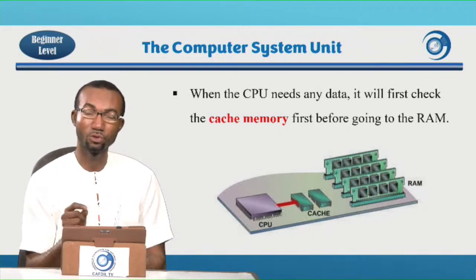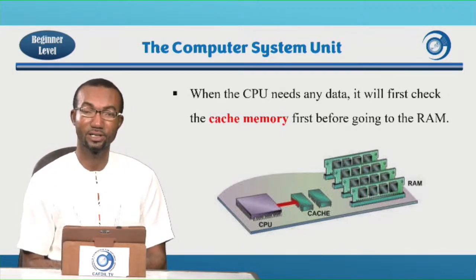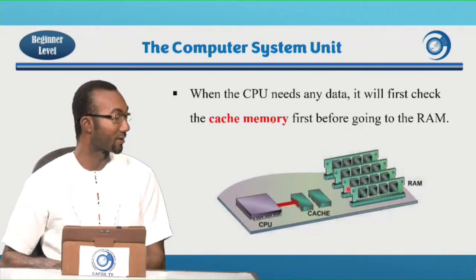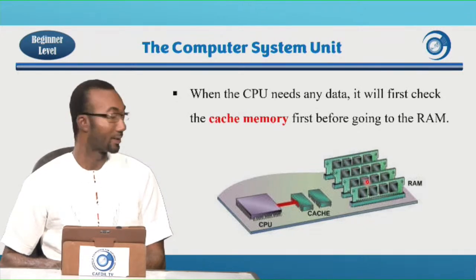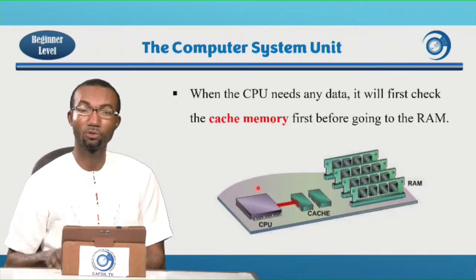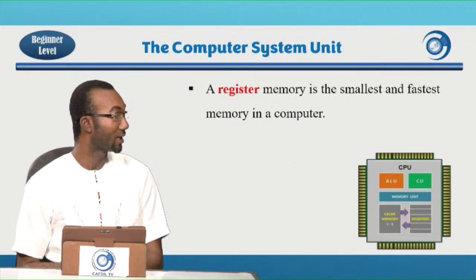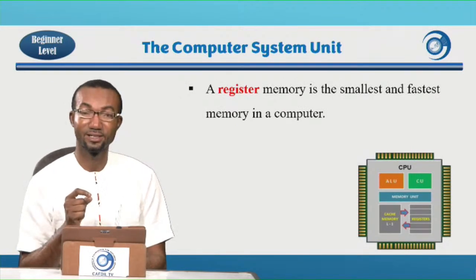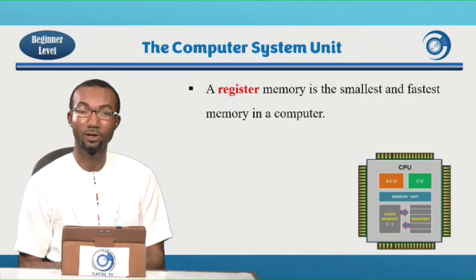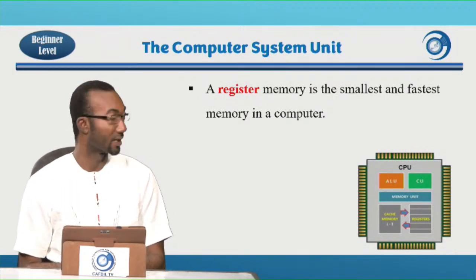So when the CPU is looking for any data, it will go to the cache first. Let me check my memory first. If there's nothing there, then it goes to the RAM to pick any data. So the CPU first looks at its own memory before going to the RAM. So that is what the cache does. And then when it comes to the register, it is the smallest and fastest memory in the computer.